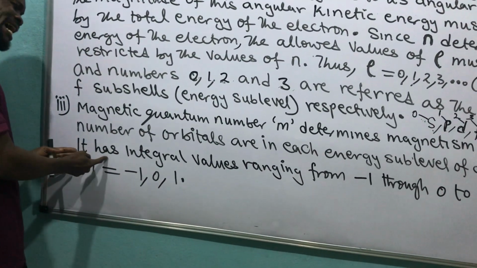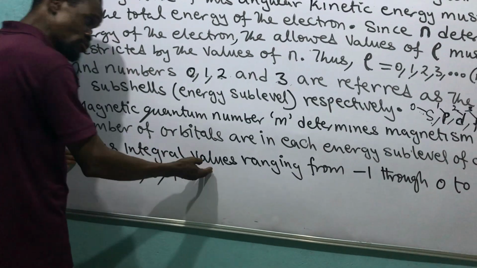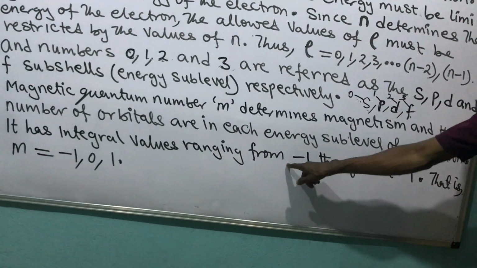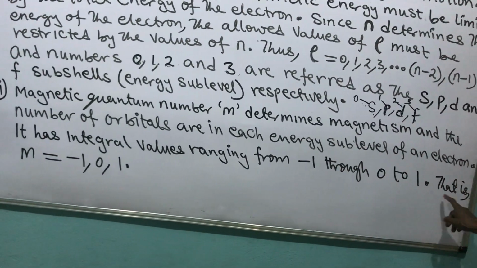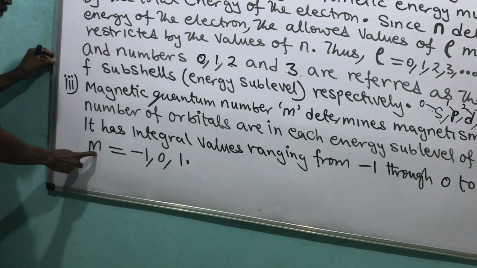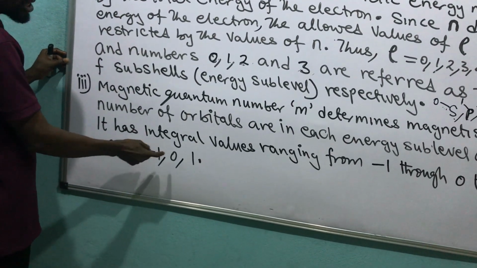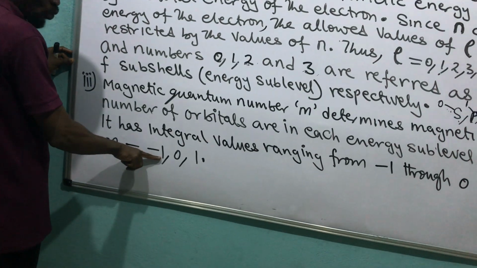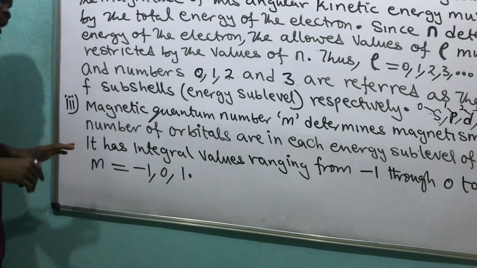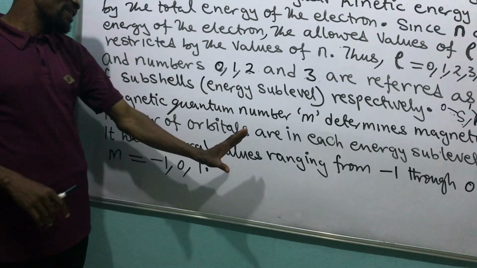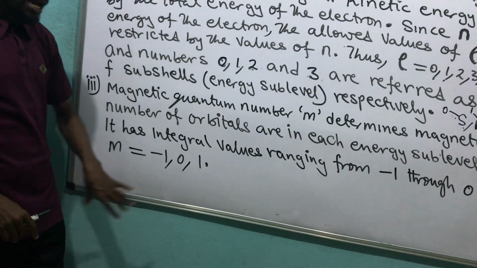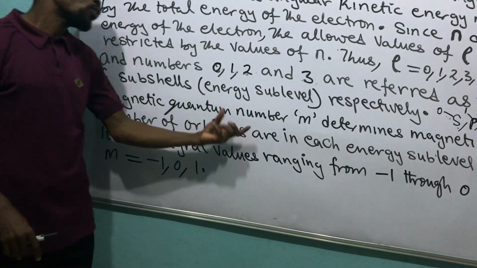Now, the third question: what values does it take? It has integral values ranging from minus 1 through 0 to 1. That is, look at its value. Magnetic quantum number M takes its value starting from minus 1, 0, and 1. That's where this magnetic quantum number takes its value. Its value is only 3 numbers: minus 1, 0, and 1. That's the value of the magnetic quantum number.